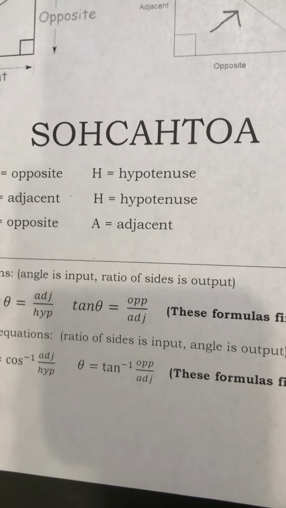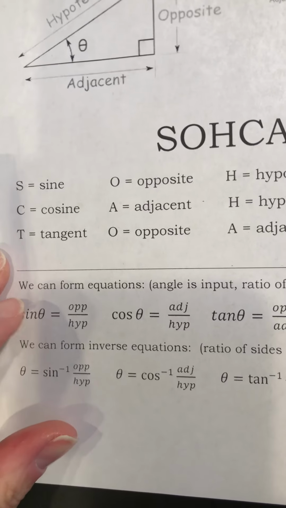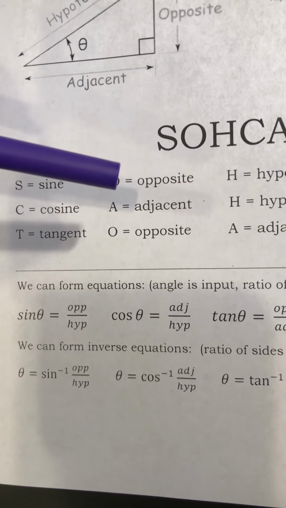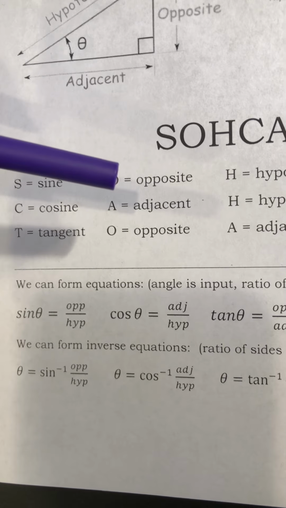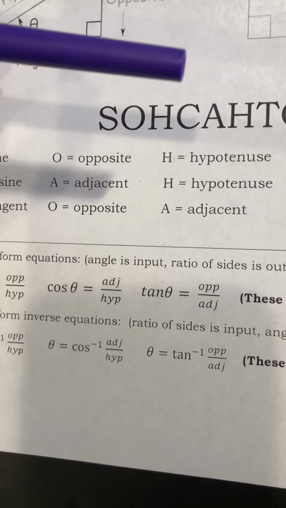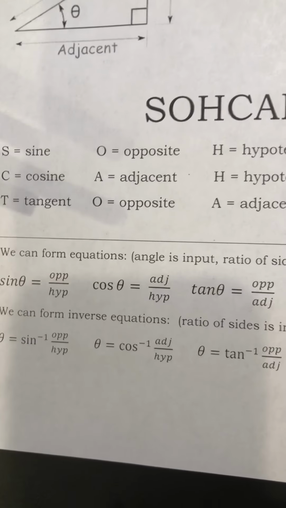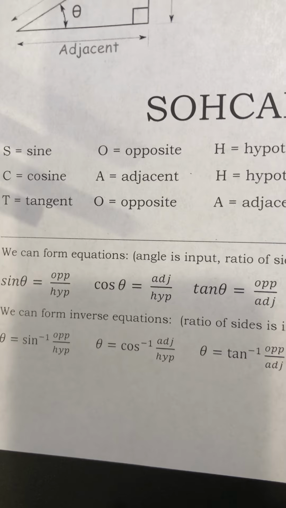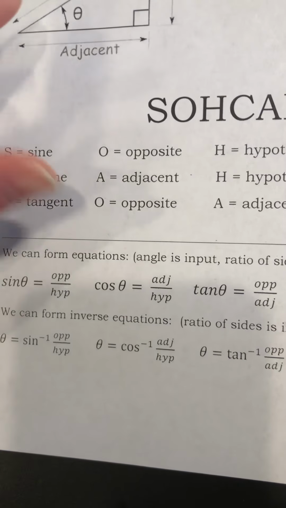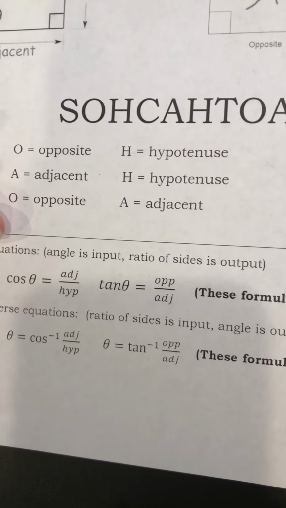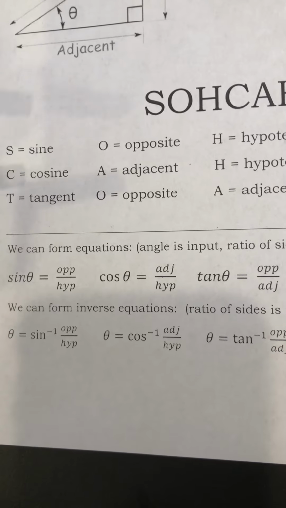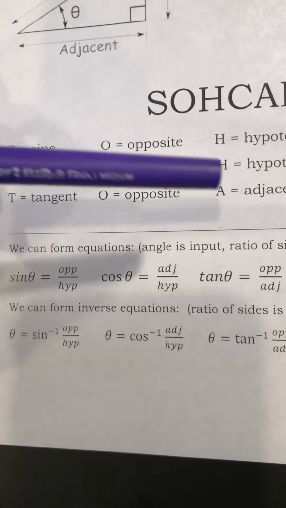So S stands for sine, and that's a trig function that you will learn about. O stands for opposite, and that means opposite side. H stands for hypotenuse. We know what that is. C stands for cosine. Again, another trig function that we will learn about. A stands for adjacent side. Again, H is hypotenuse. T stands for tangent, and that's another trig function. Again, O is opposite, A is adjacent.